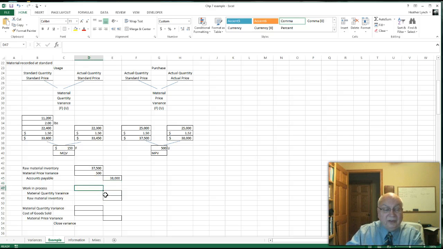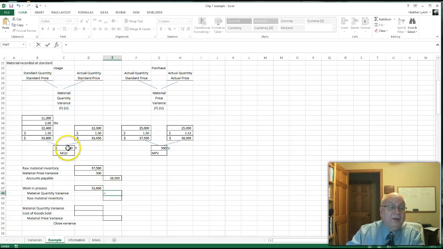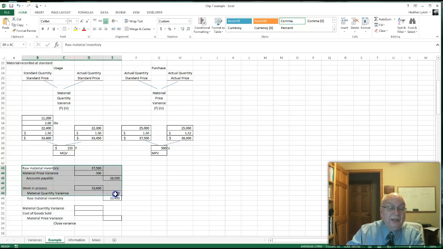Okay, for the work in process, that always goes in at the standard times standard, which is 33,600. Notice this material quantity variance is favorable, so that will be a credit of 150. And then materials at standard is 33,450. Now it should add up.